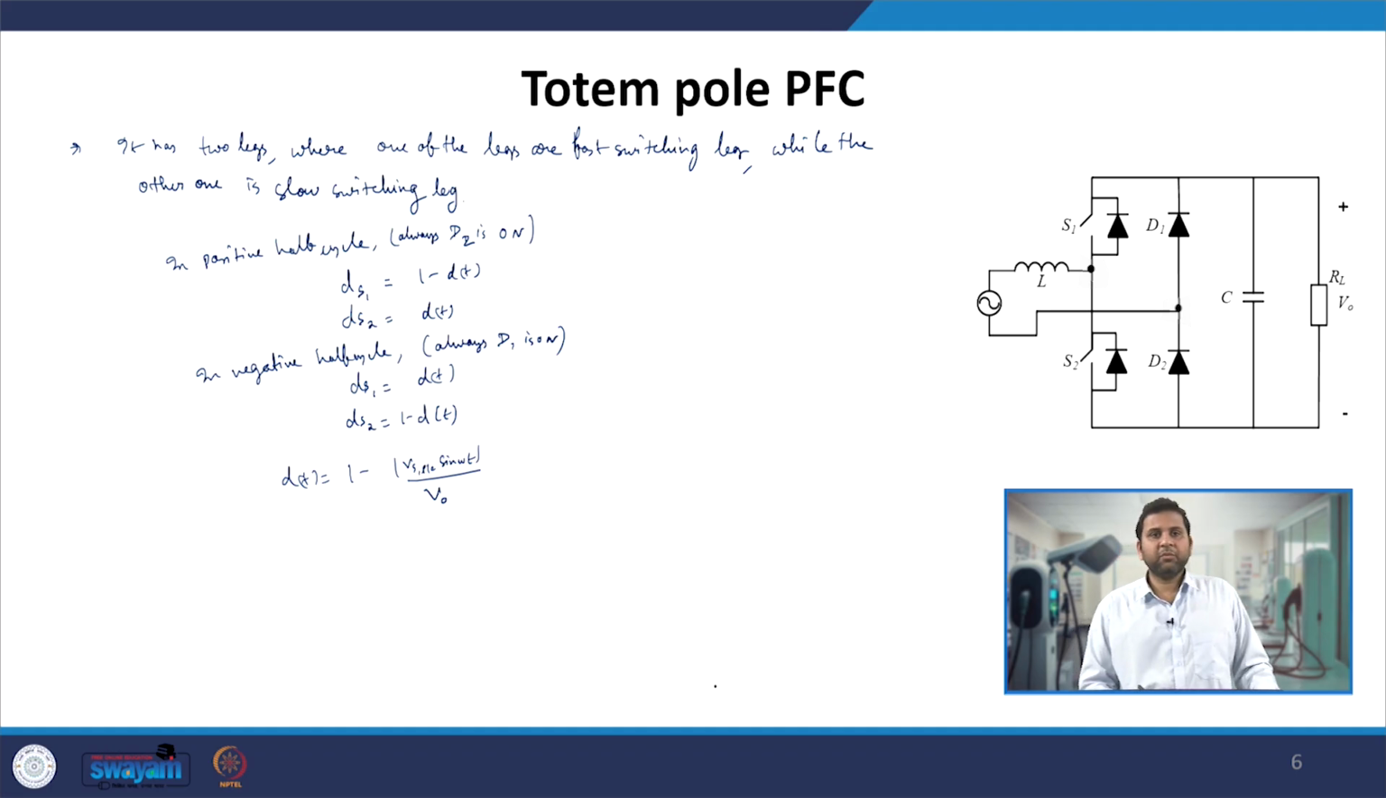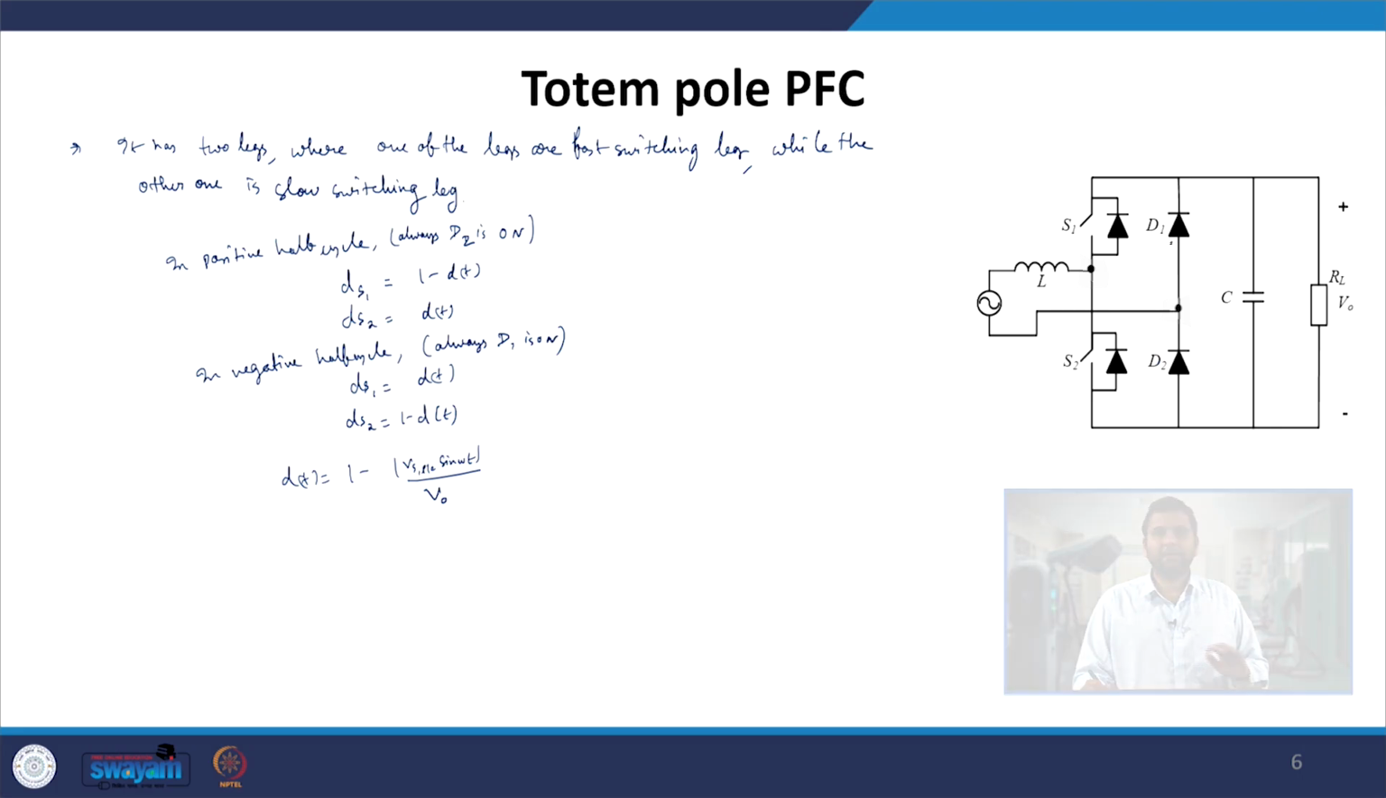So this is what we got from our understanding of the totem pole PFC: in the positive half cycle my S2 is switching with d of t, I mean during the d Ts period S2 is on, and in the 1 minus d Ts period S1 is on, while in the negative half cycle my S1 is on with d of t and S2 is on with 1 minus d of t, while D2 is on for the entire positive line half cycle, and D1 is on for the entire negative half cycle.